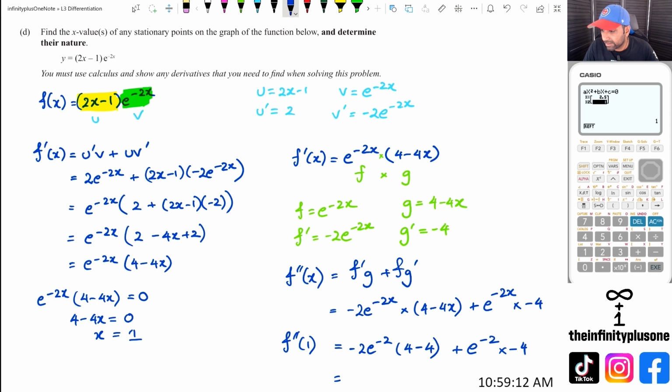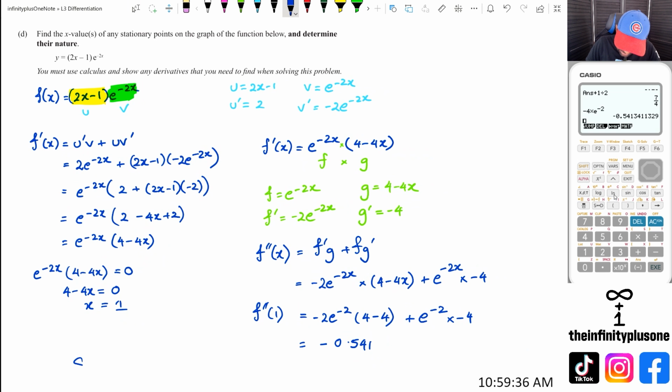So I'm just going to put that in the calculator, and I think this number is going to be a negative number, but let's try it out anyway. I've got negative 4 multiplied by e to the power of negative 2, and that's going to give me negative 0.541. So basically, since f double dash of 1 is less than 0, x equals 1 is a maximum point.